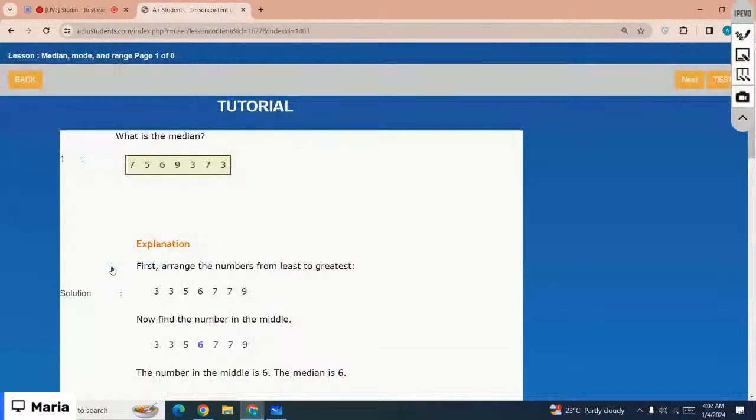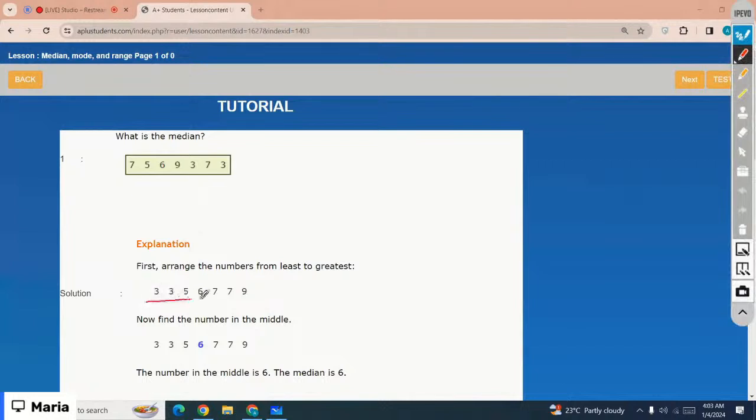So let's start with the first example. What is the median? Whenever we have to calculate the median, the very first thing we have to do is arrange the data from least to greatest. For example, here you are given the data 7, 5, 6, 9, 3, 7, 3. The first thing is to arrange the data from least to greatest, that is 3, 3, 5, 6, 7, 7, 9.